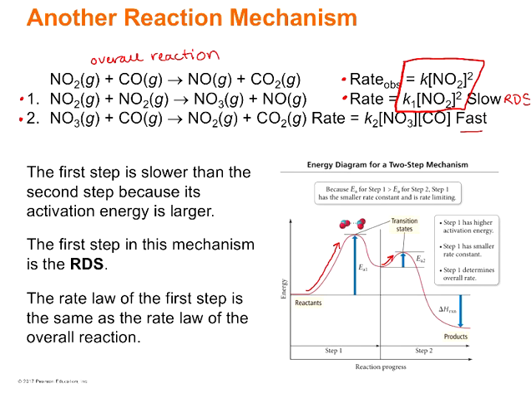All right, so we do have two transition states or two activated complexes for this reaction. So our first one is between NO2 and NO2, and then our second one will be between NO3 and CO.